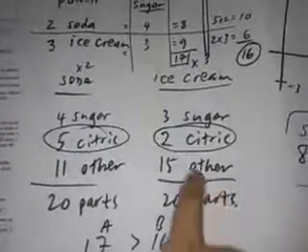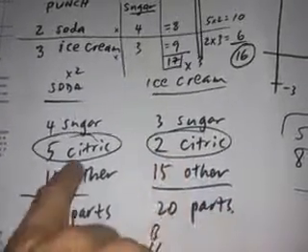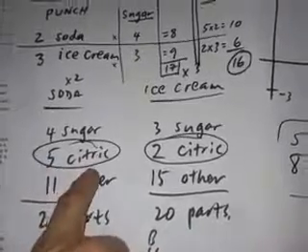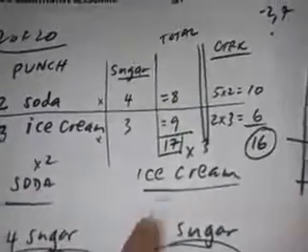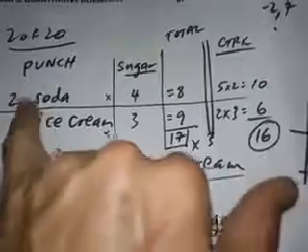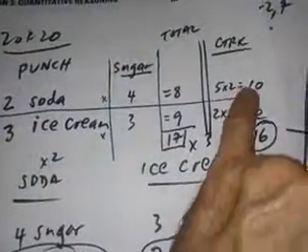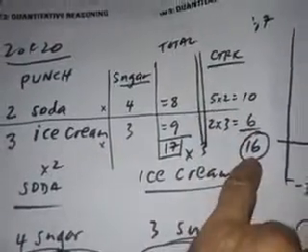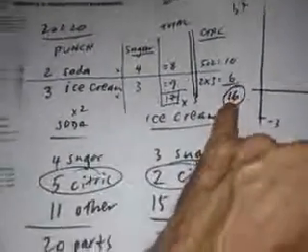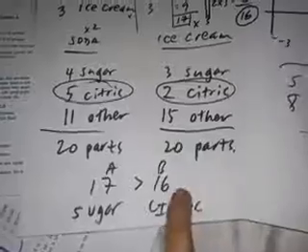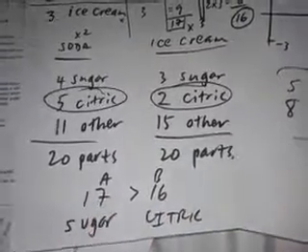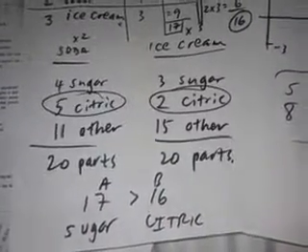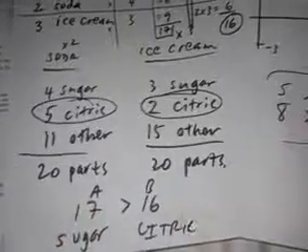When you look at the citric acid, there's 2 parts in ice cream and 5 parts in the soda. So 5 times 2, remember we're using 2 parts soda, and 3 times 2 makes 16. So the amount of citric acid is 16. The amount of sugar is 17. And that's why you come up with A being bigger than B.